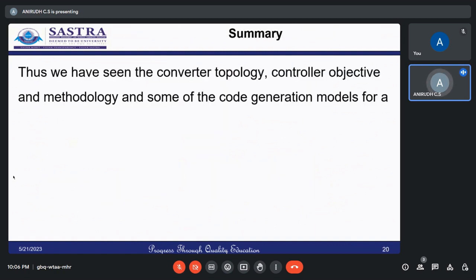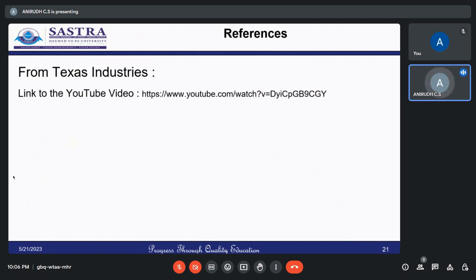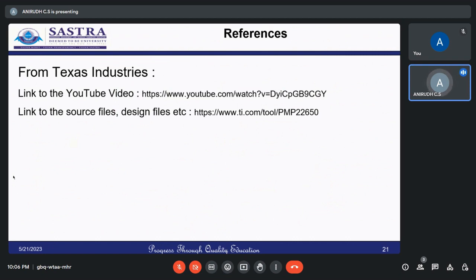Next, we will talk about the summary. In this presentation, we have seen the converter topology, controller objective, methodology, and some of the code generation snippets for the 6.6 kilowatt onboard charger with gallium nitride semiconductors using C2000 microcontroller units. The references are from Texas Instruments. The link to the YouTube video and the link to the source files and design files are given here. The link to the source files and design files is the same as the Texas Instruments official website. Thank you.